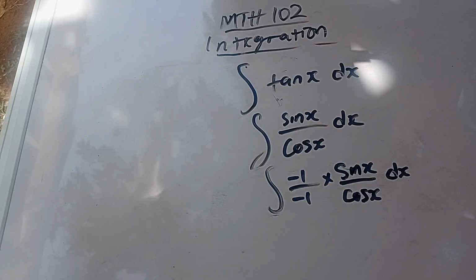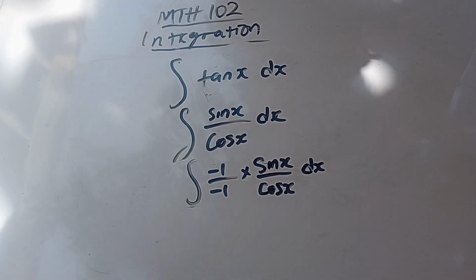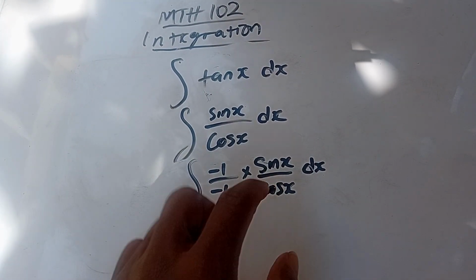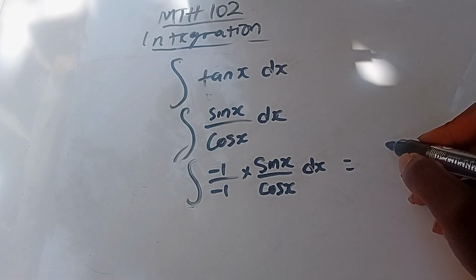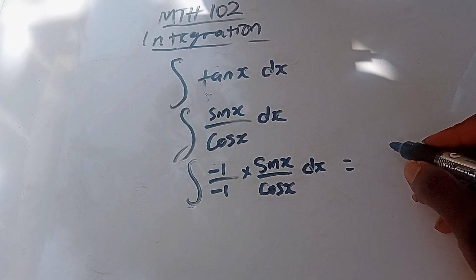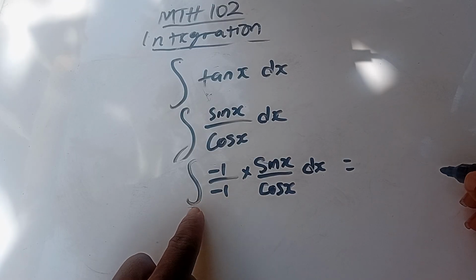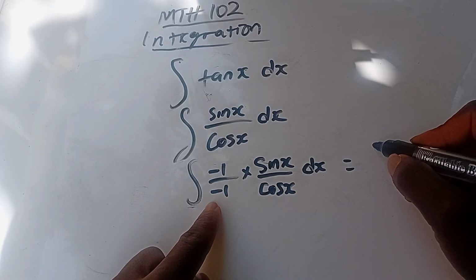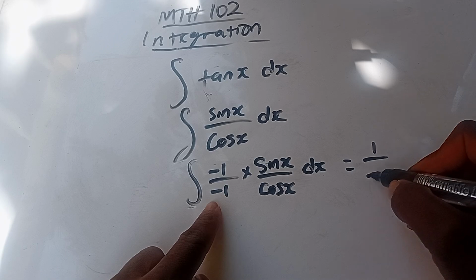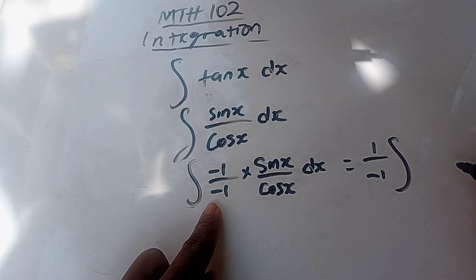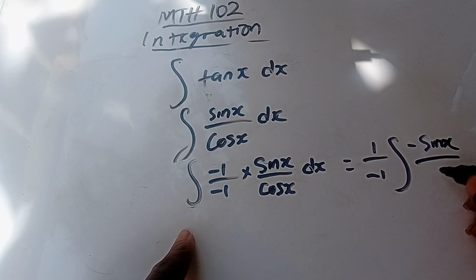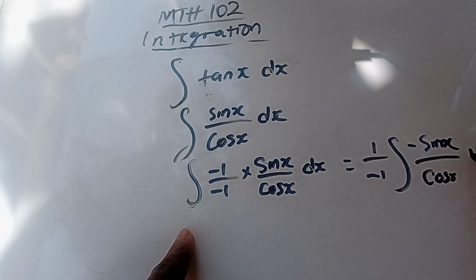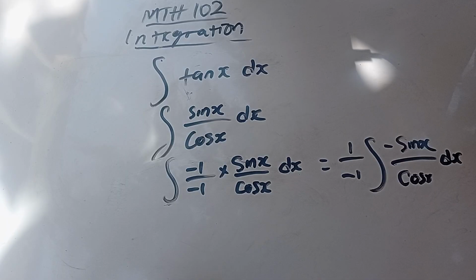I've not changed anything, have I? No, I've not changed anything. Minus 1 over minus 1 is 1. So this is the same thing as this. So here it becomes integral of, now this minus 1 here, I can bring it out. So integral of 1 over minus 1, times minus sin x over what? Over cos x. Then you have your dx. Do we see?